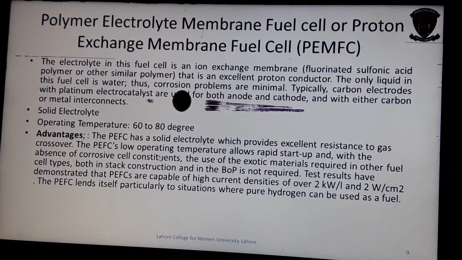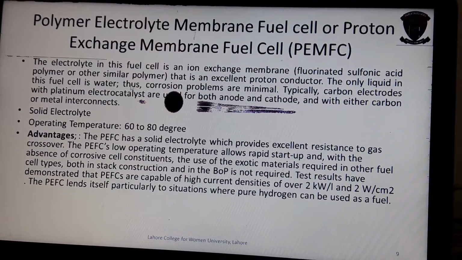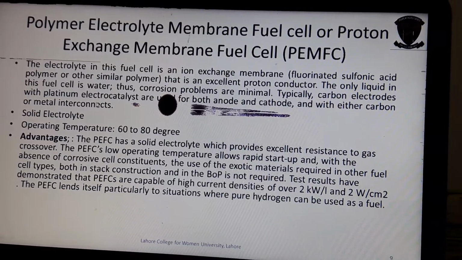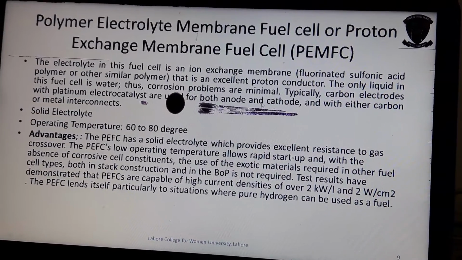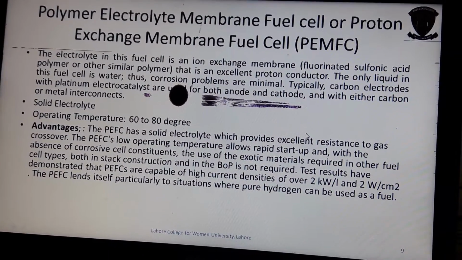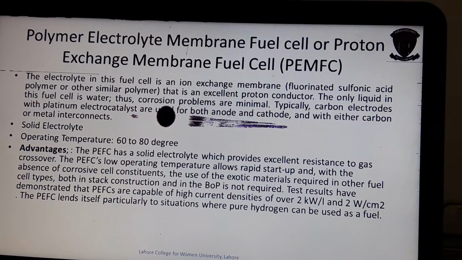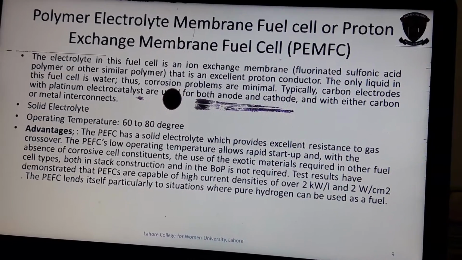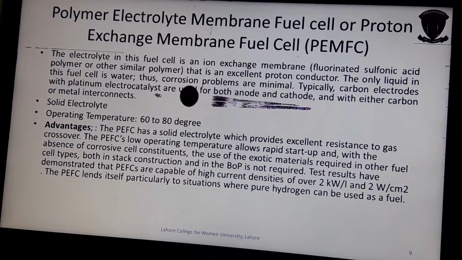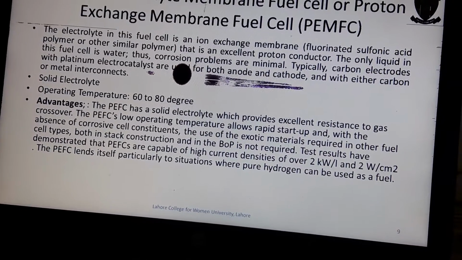The electrolyte in this fuel cell is an ion exchange membrane, fluorinated sulfonic acid polymer or other similar polymer that is an excellent proton conductor. The only liquid in this fuel cell is water. Thus corrosion problems are minimal. Typically, carbon electrodes with platinum electrocatalyst are used for both anode and cathode, and with either carbon or metal interconnects. Solid electrolyte is used and operating temperature is 60 to 80 degrees Celsius. It has some advantages as well as some disadvantages.